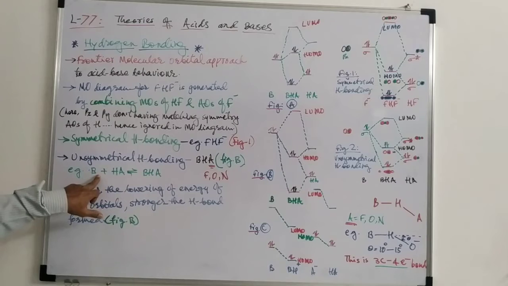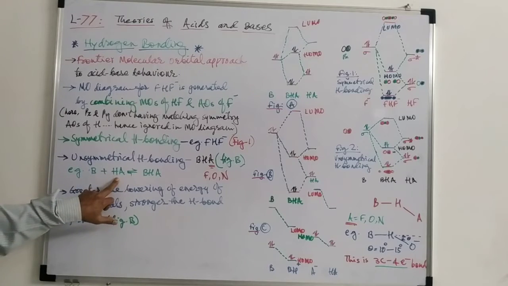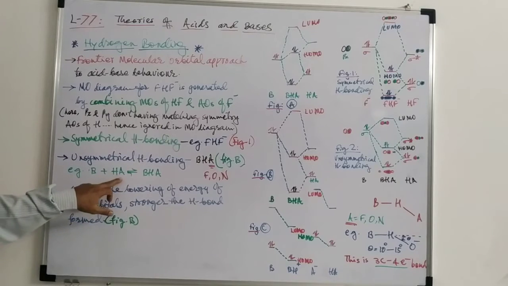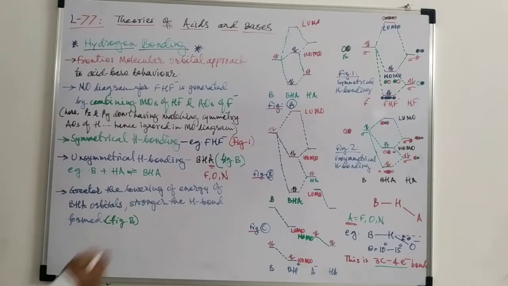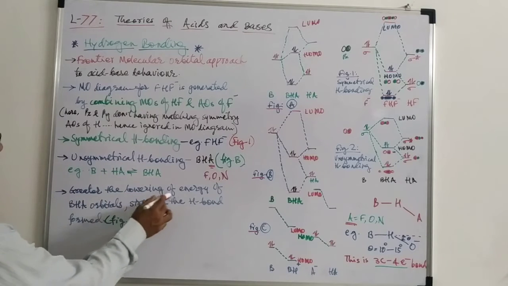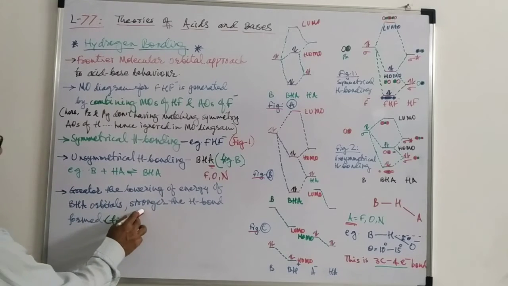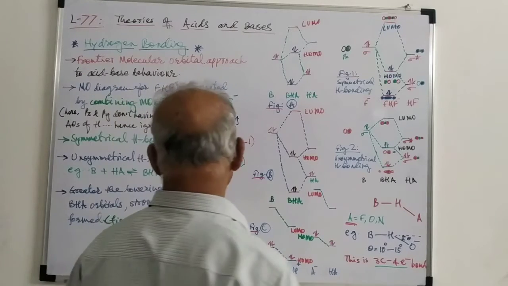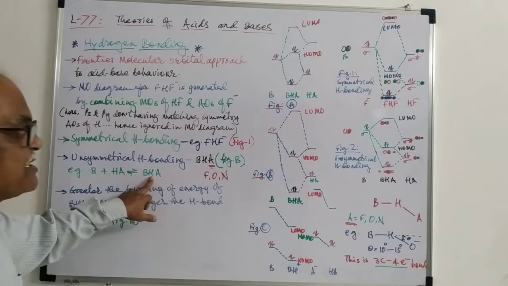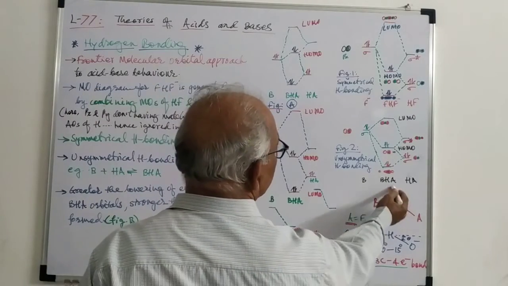So here B, that is boron, reacts with HA, gives BHA. So depending upon the strength of HA, meaning the polarity, or we can say the electronegative character of A, the stability of the species will vary. We will explain it later. Greater the lowering of energy of the BHA orbital, stronger the hydrogen bond formed. So the formation of BHA can be considered with this equation.